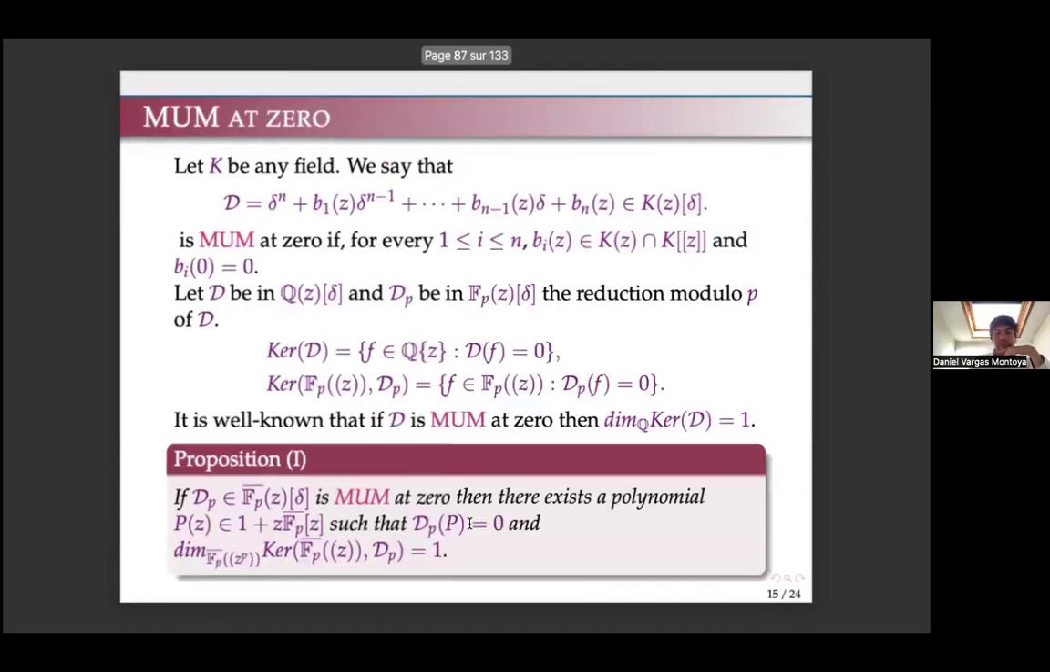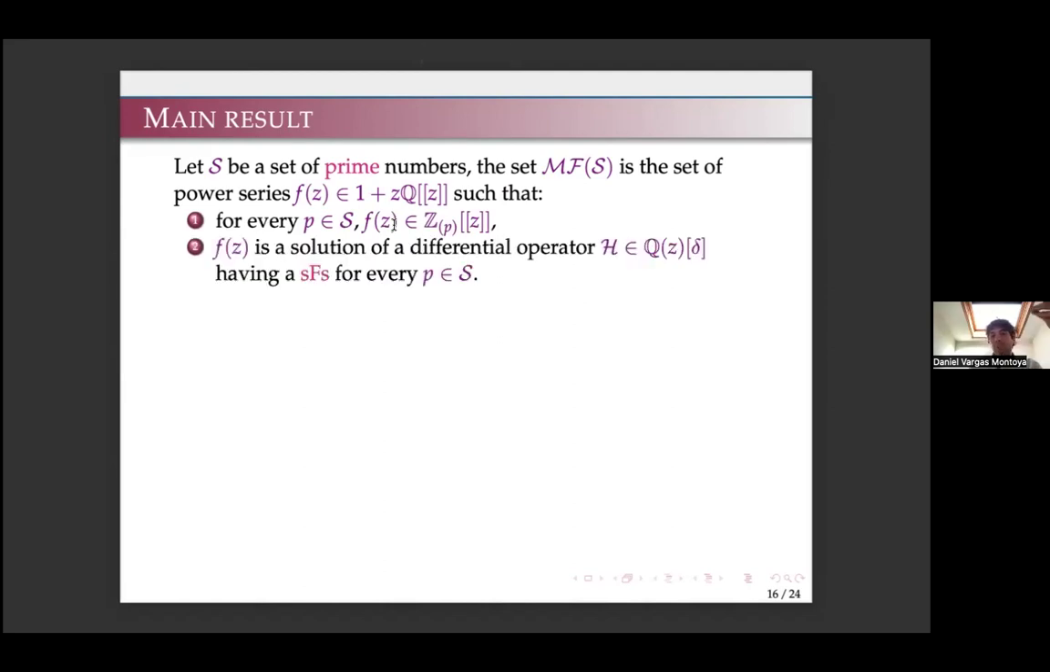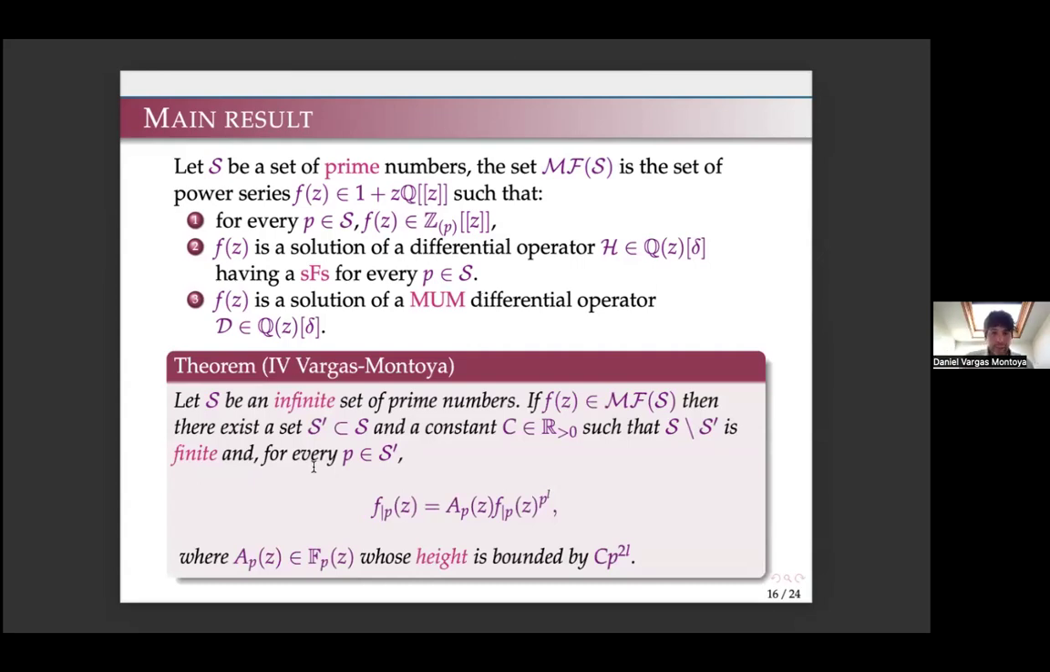So here is the main result. We take S a set of prime numbers. The set MFS is the set of power series F with coefficients in Q such that we can reduce F modulo p for every p in S, F is a solution of a differential operator H having a strong Frobenius structure for every p in S, and the third condition is that F is a solution of a MUM differential operator D. Of course, M comes from monodromy and F comes from Frobenius. So we have these three conditions. Let me say that this set is very rich. There are many elements inside. It's not an empty set. So we have this theorem.